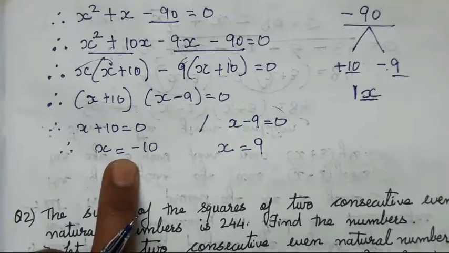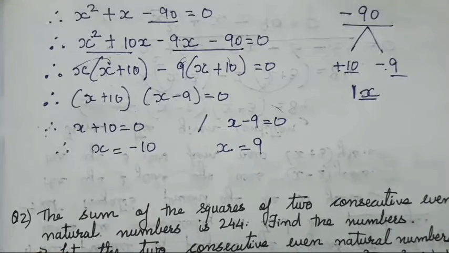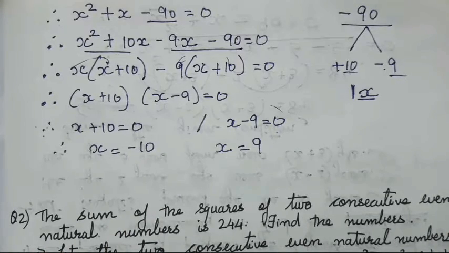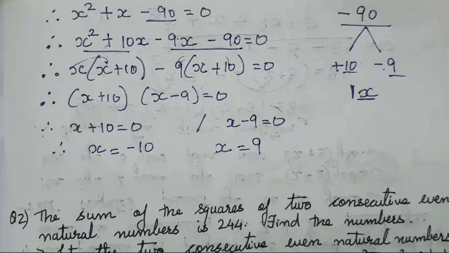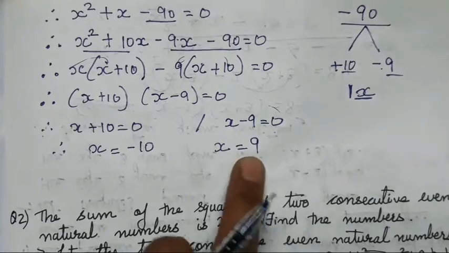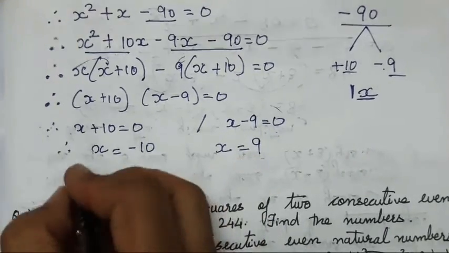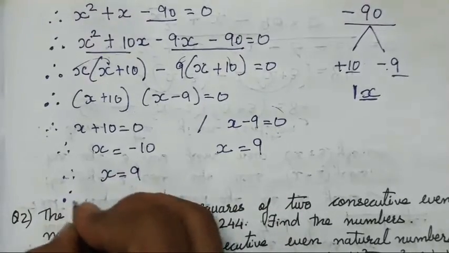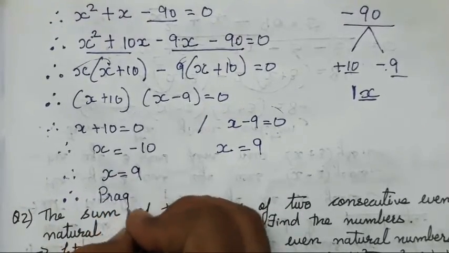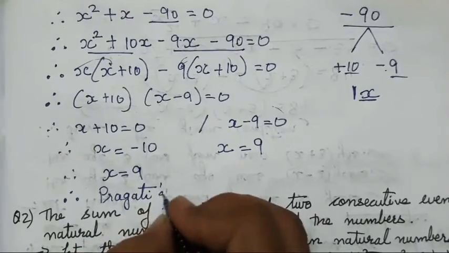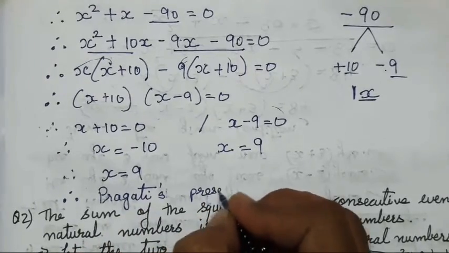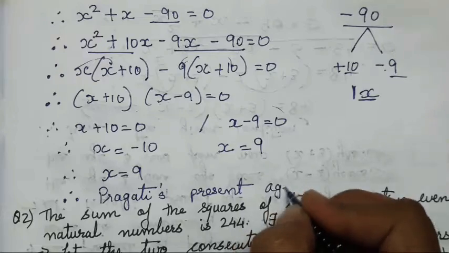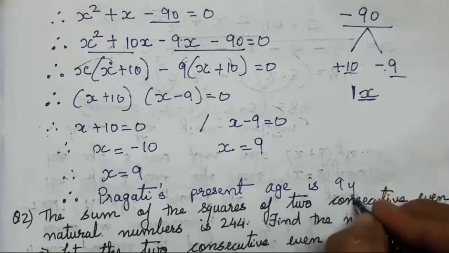We cannot calculate the answer. We cannot say she is of minus 10 age, isn't it? We have to specify a number. So a positive number we have to take. Therefore x is equal to 9 is your answer, and because you all have to conclude it, Pragati's present age is 9 years.